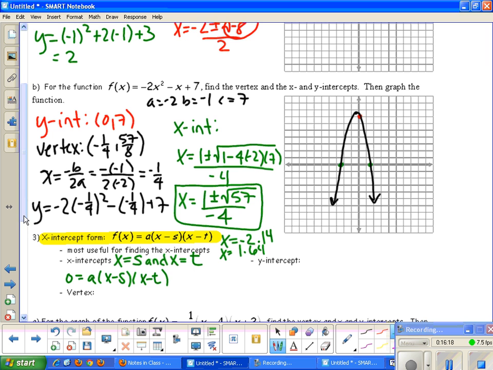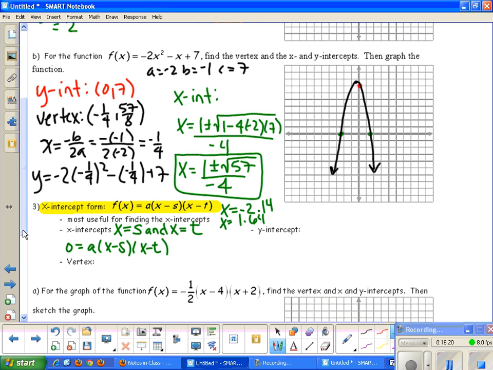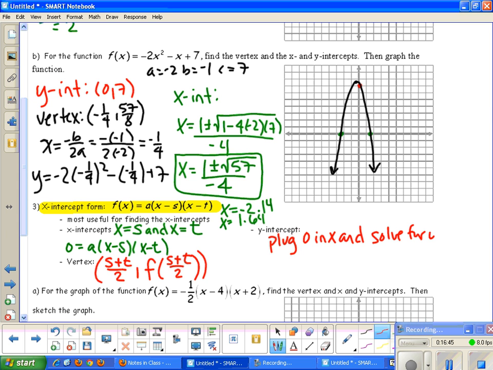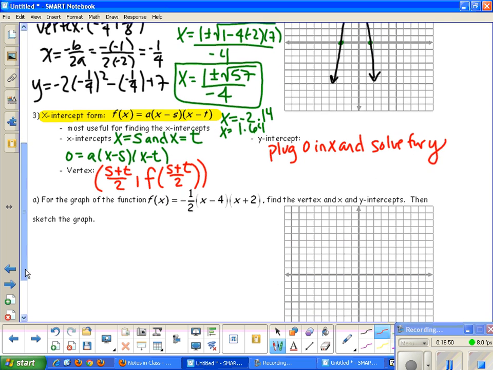The vertex for this is going to be, which we'll talk about why this is, your intercepts s plus t, divided by 2, comma, plug that in for x into your equation, and you get your y value out. And then the y-intercept, again, you plug 0 into x and solve for y. So let's go ahead and do this example for a graph.